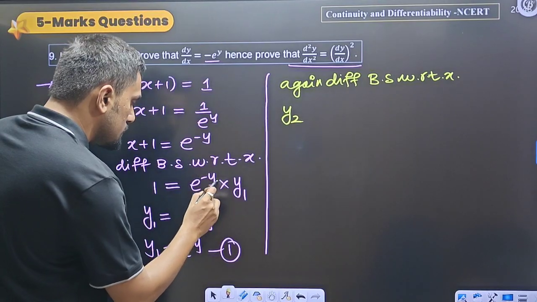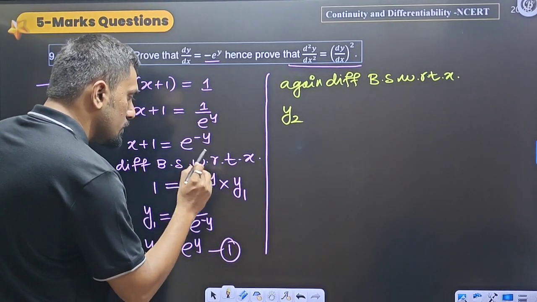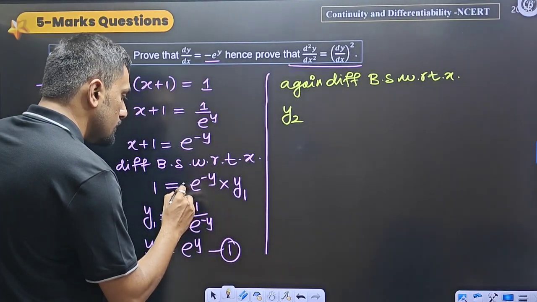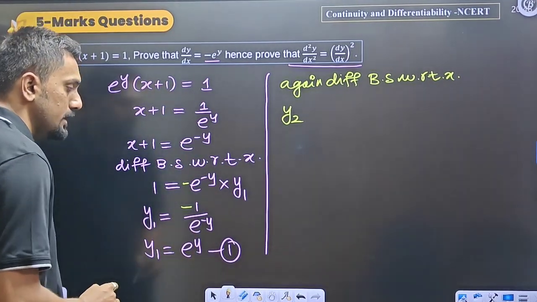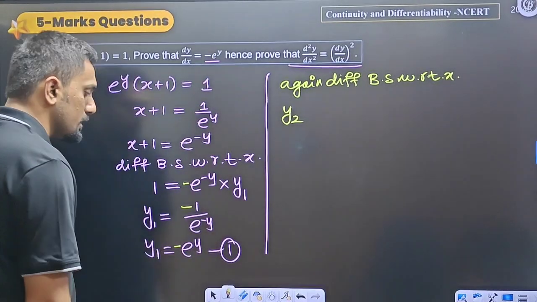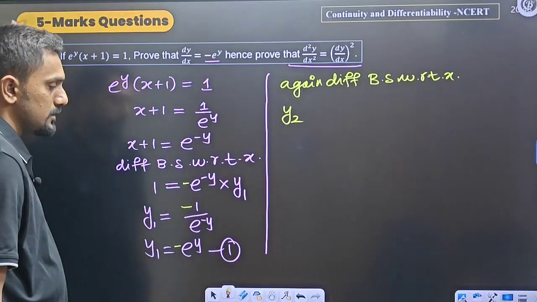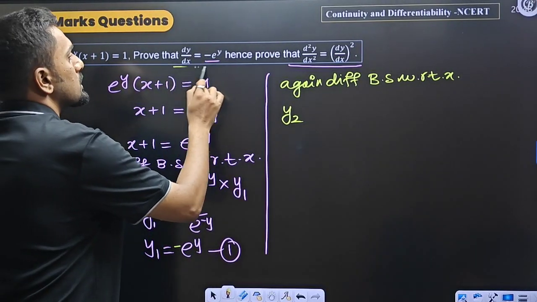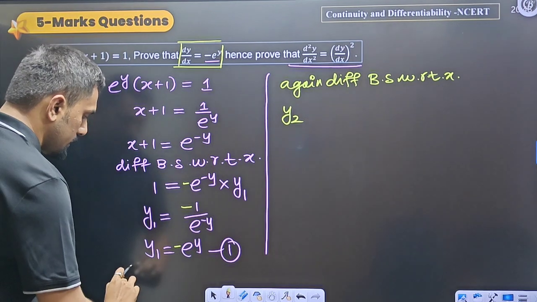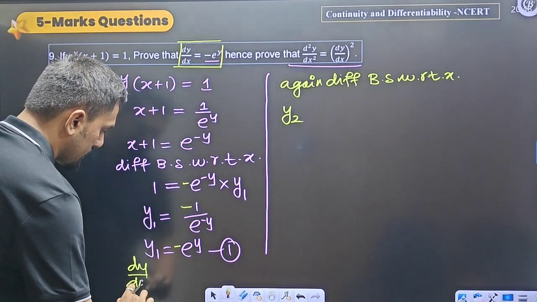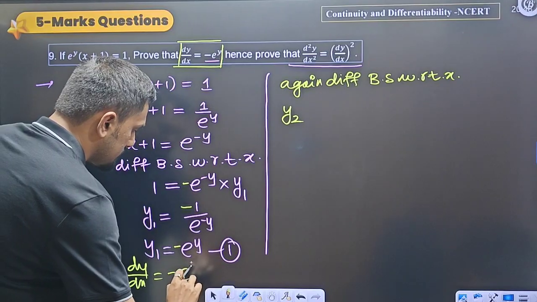The derivative of e raised to the power minus y is e raised to the power minus y into derivative of minus y, which is minus y1. Okay, this is minus 1 divided by e raised to the power minus y, and this becomes y1 is equals to minus e raised to the power y. In half of the part we proved, dy by dx is equals to minus e raised to the power y.